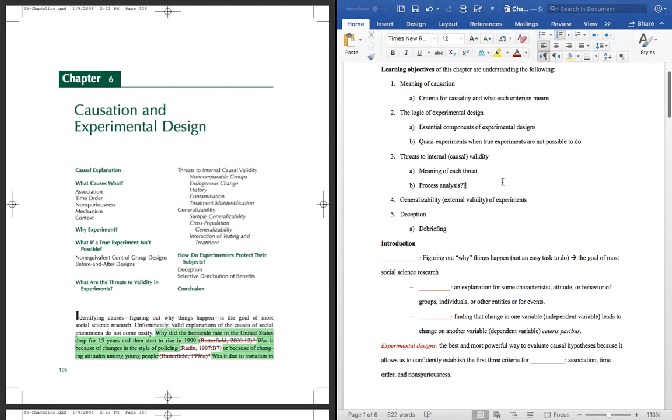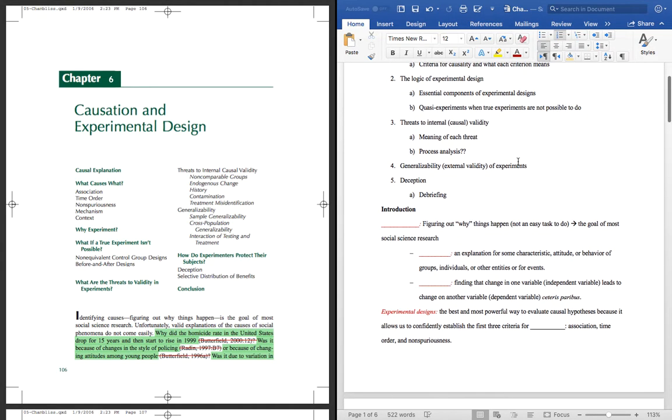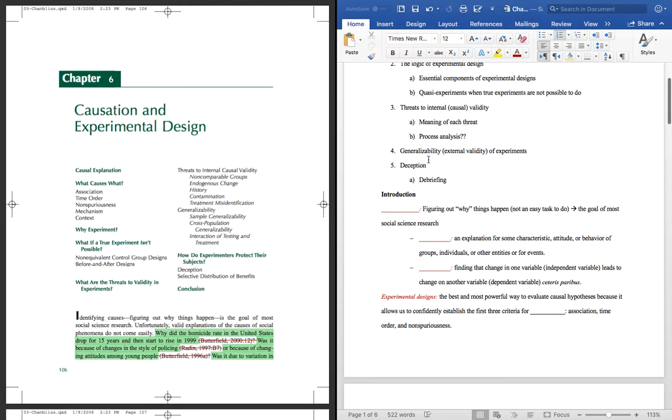And then you need to learn about the factors that can threaten the internal or causal validity of our experiment, which we will discuss a little bit while I'm explaining. You need to understand the meaning of each threat, and then you're going to learn about the process analysis. And then we have a generalizability or external validity section. And then lastly, we talk about deception and debriefing.